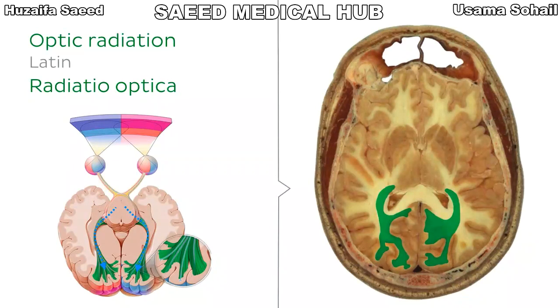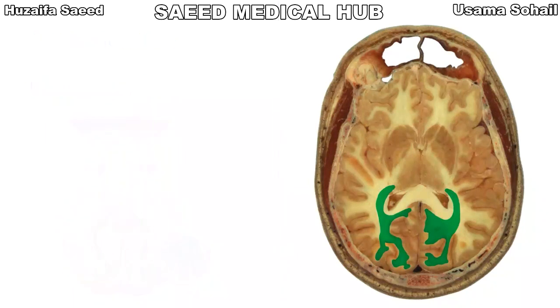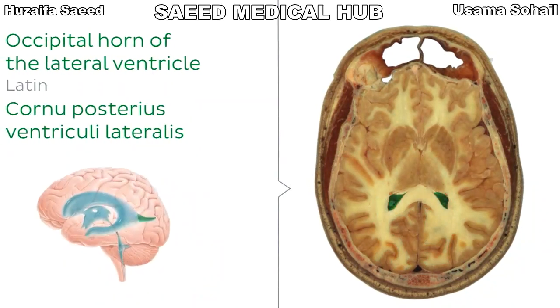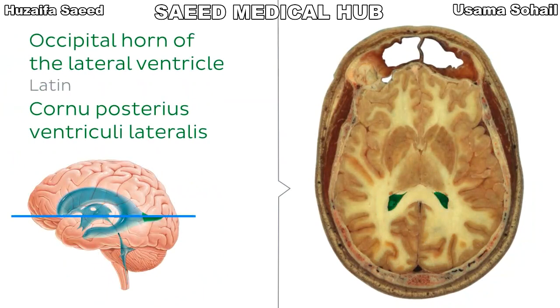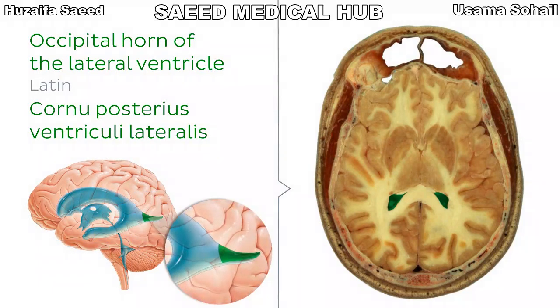And finally, before we finish, there are 2 structures close to and around the occipital region which I would like to identify for you. The first of which is the occipital horn of the lateral ventricle. This is another part of the ventricular system of the brain, which we briefly encountered earlier when we looked at the third ventricle.